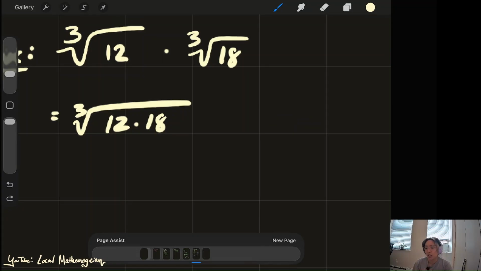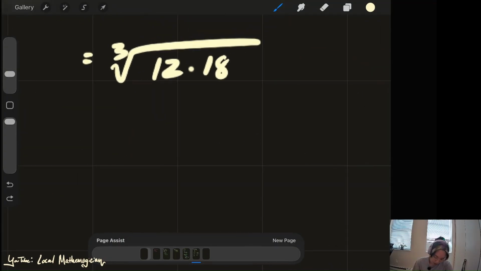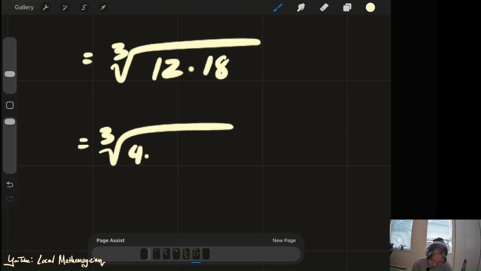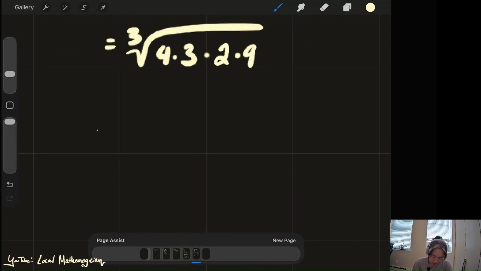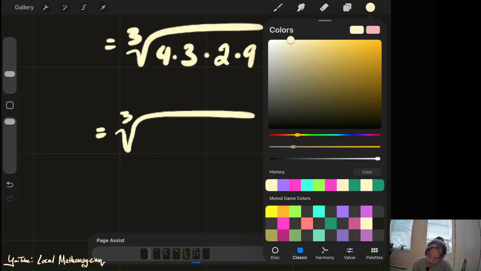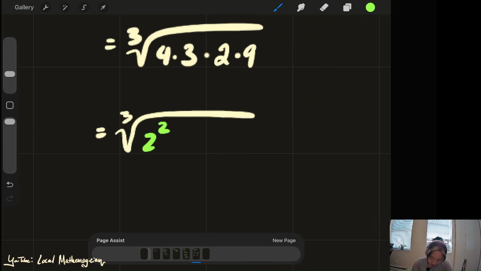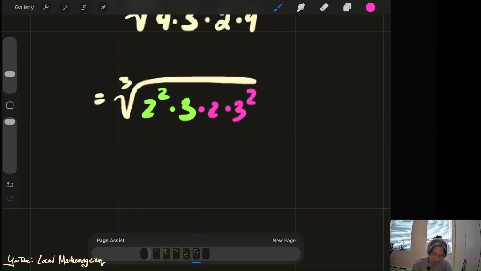My personal recommendation is once you get here, you prime factor. Hear me out. 12 is the same as saying 4 times 3. 18 is the same as saying 2 times 9. This is going to be the same as saying, I'll do it in different colors for you, 2 squared times 3 times 2 times 3 squared. You see where this is going, yeah?